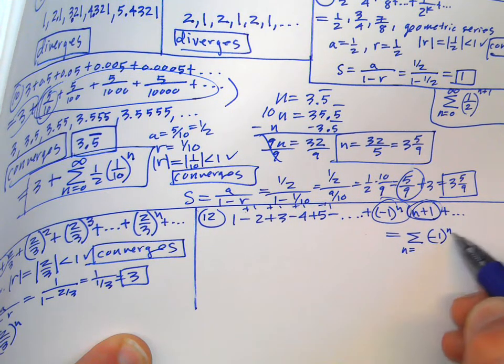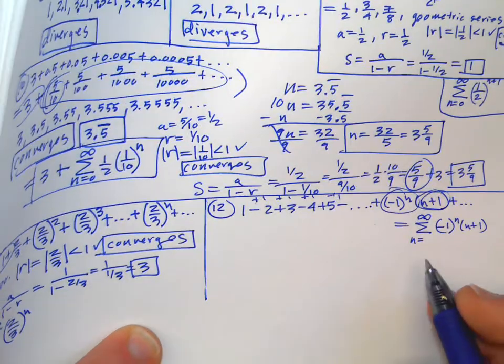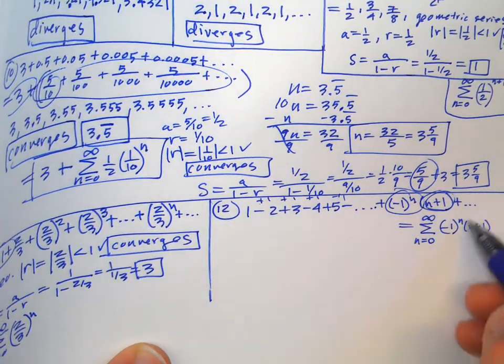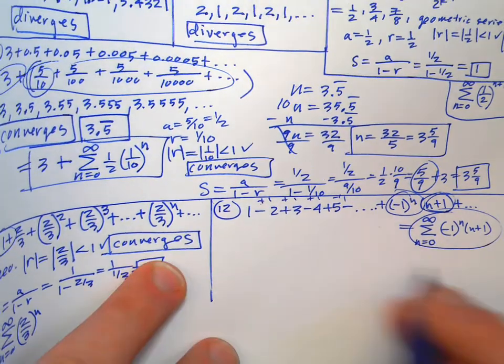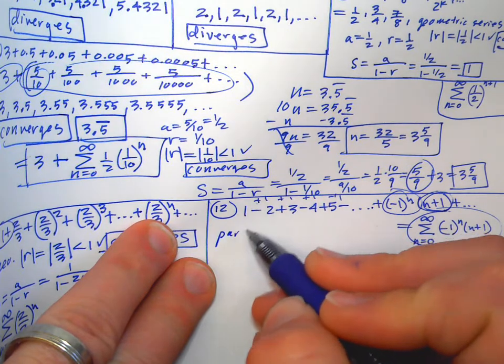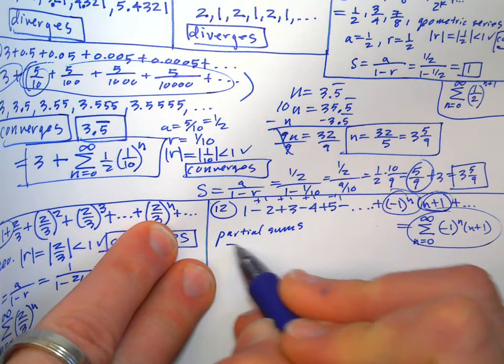So in closed form, this is the sum from n equals 0 to infinity of negative 1 to the n plus 1, with the n. You've got to decide what value of n to start with to make sure that it gets the right size. So n equals 0. That's the closed form of it. That doesn't tell you if it's convergent or not, so I'm going to do the partial sums. I feel like that's my best way to see what's happening.